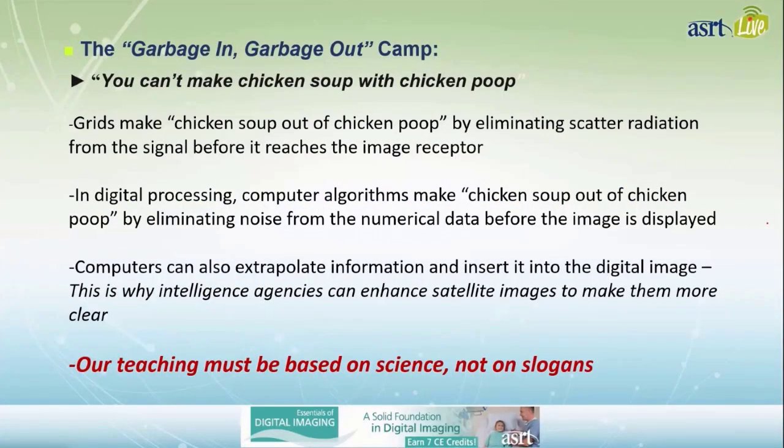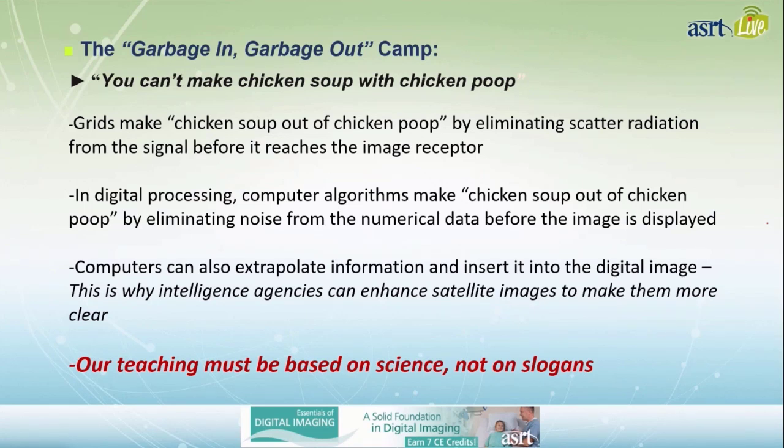If it was true that you can't make chicken soup with chicken poop, and that was literally true for all occasions and all instances, then how come grids can improve an image by eliminating scatter radiation from the signal before it reaches the image receptor? In digital processing, the equivalent of that is eliminating noise from the numerical data before the image is displayed. Not only can computers do that, they can extrapolate information and insert it into the digital image.